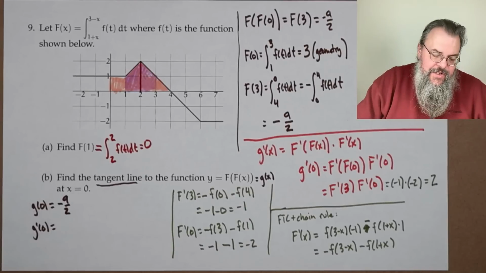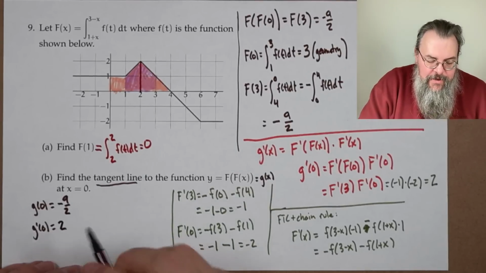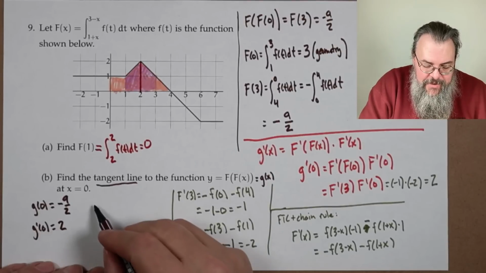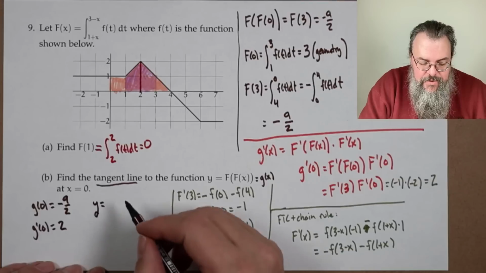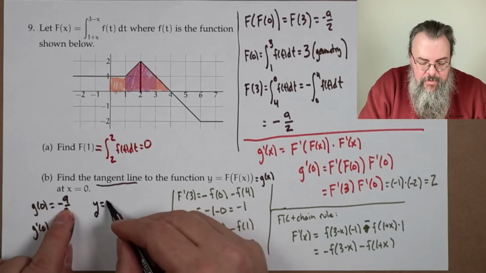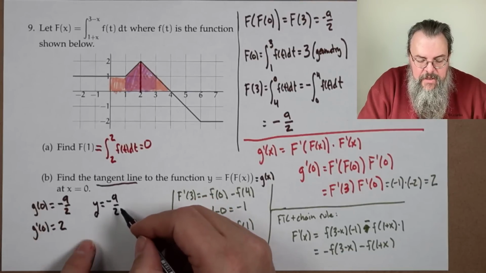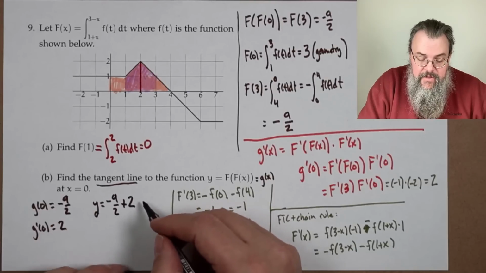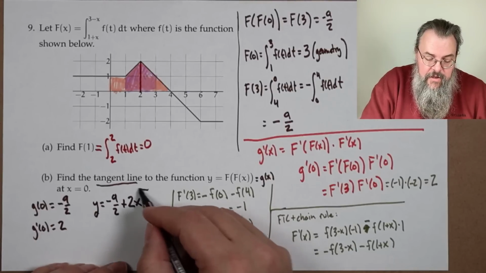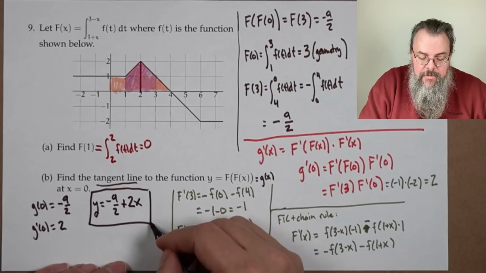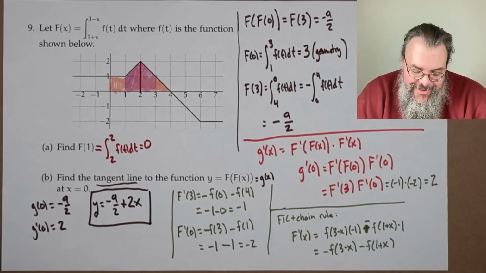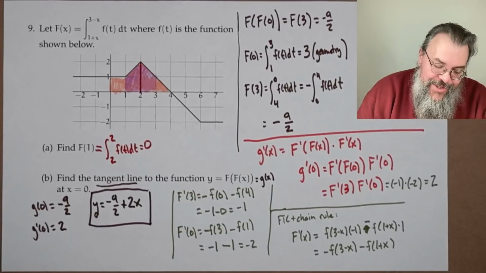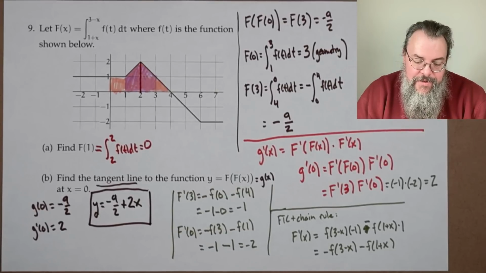Okay, so now we have our value of our function and our slope. So we put them together. So y is equal to our function, minus 9/2, plus our slope 2 times x minus 0, which is 2x. And there we go. Minus 9/2 plus 2x. Just like you thought, right? Well, maybe not just like you thought, but that is what's going on.